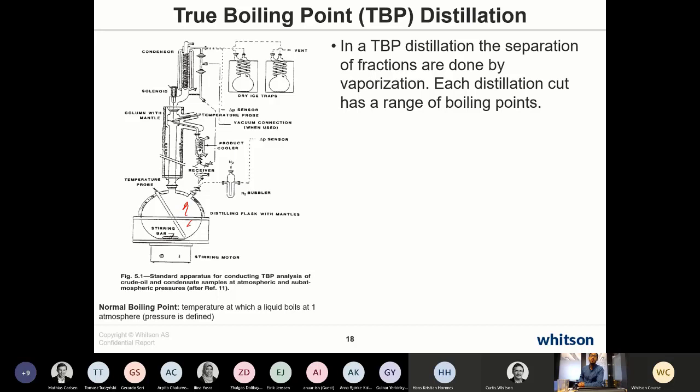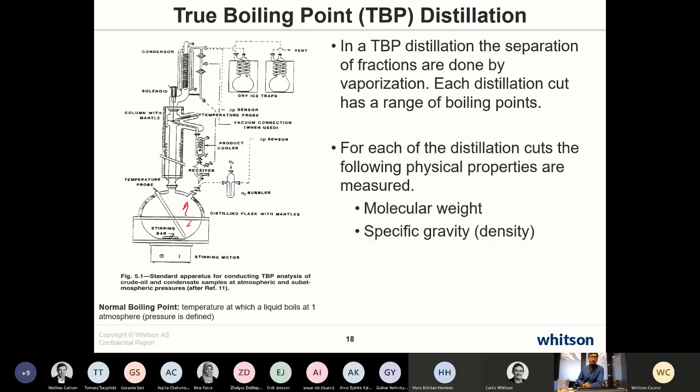For example, if you want the single carbon number cuts, then it's ASTM D2892. There are standard procedures for doing the experiment, and the different cuts or samples are collected for the analysis at each different temperature interval. Those cuts are analyzed for measuring the molecular weight, for example, the density, and you also measure the mass of each cut or each fraction that is distilled at a given temperature interval.